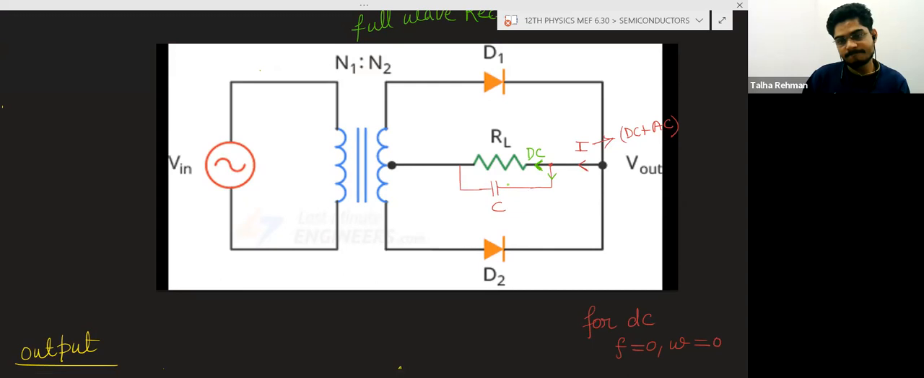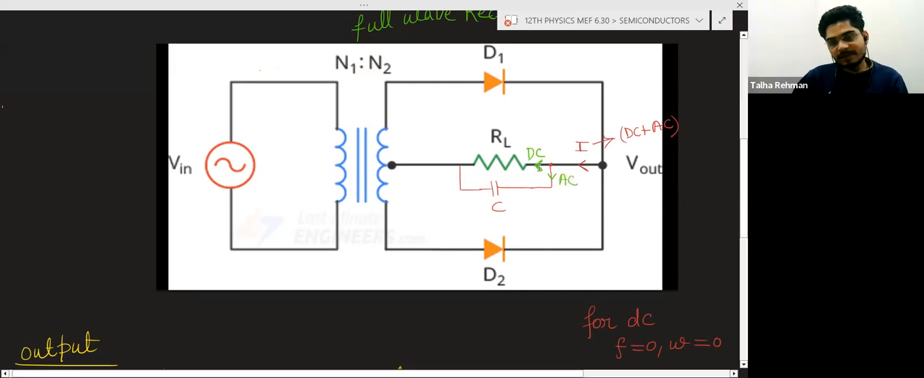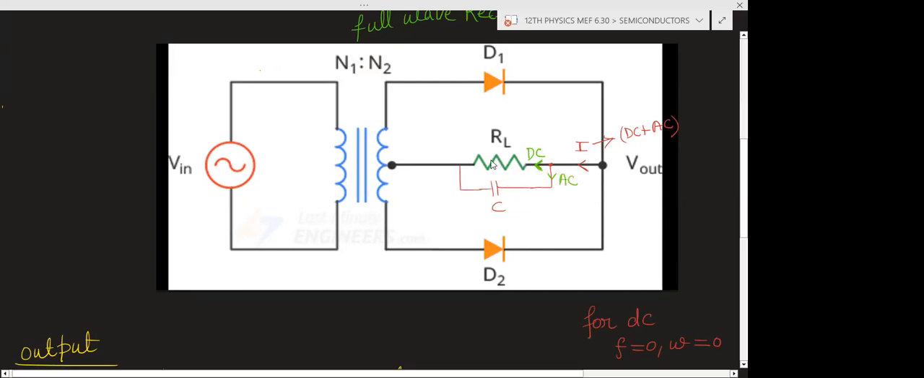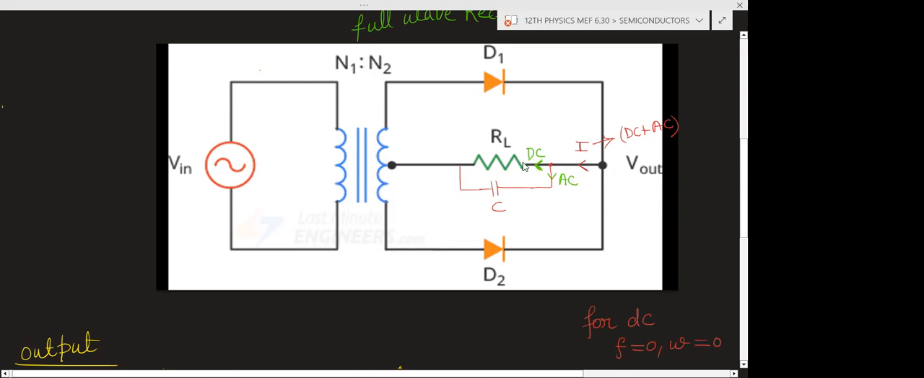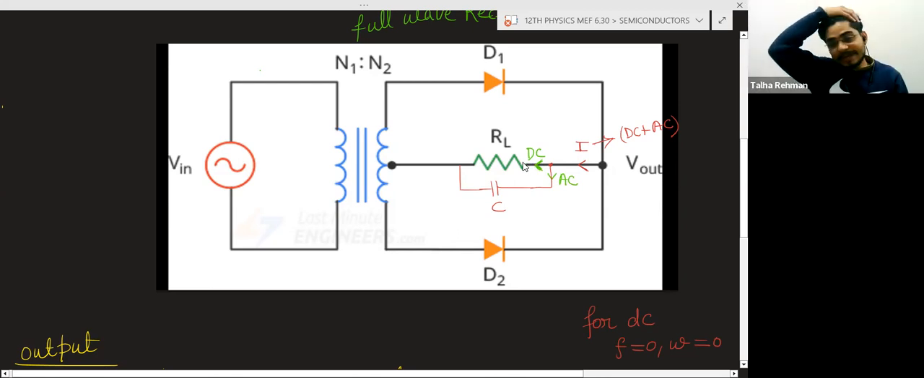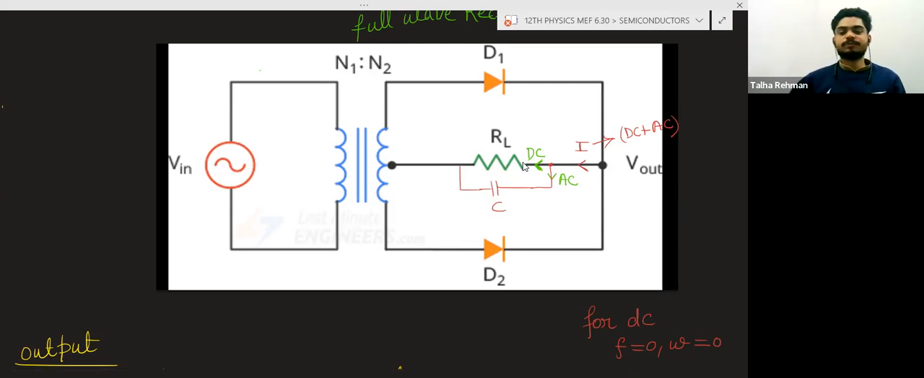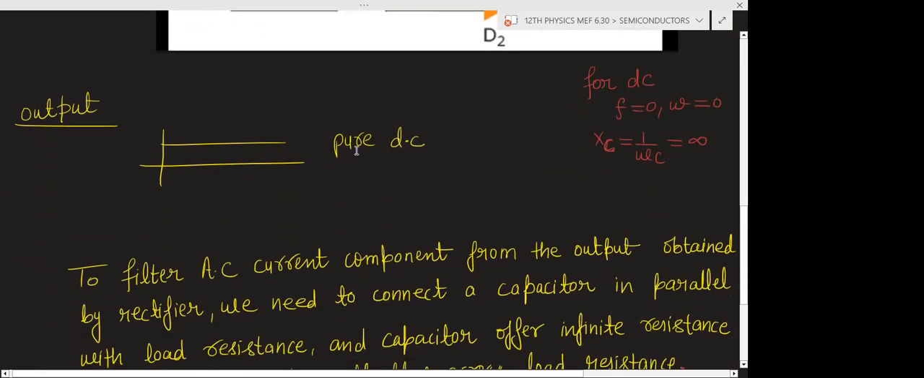So now what current is going in the load resistance? The current that is going in the load resistance is DC current, and the current which is going in the load resistance is the output. So now we will get the purely DC output. This type of output we will get.